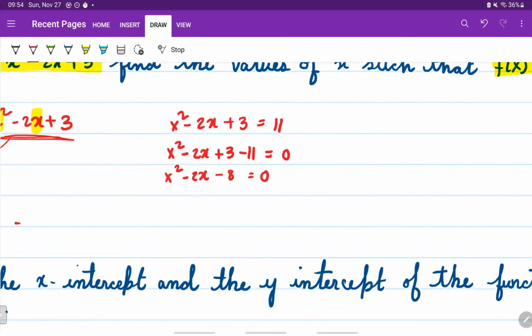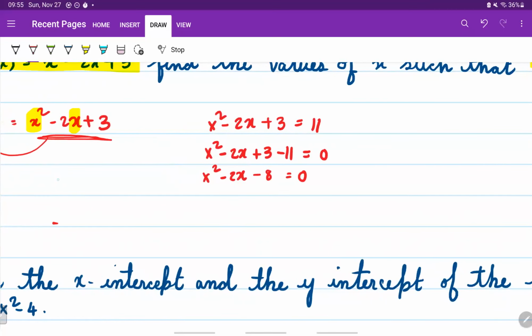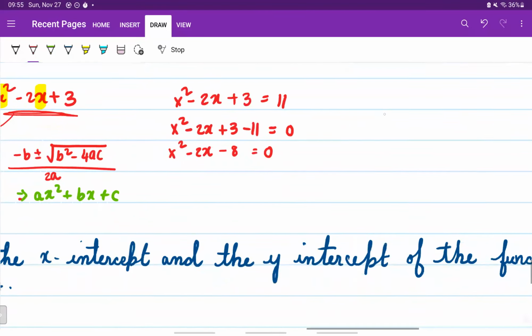So there's two ways of solving this. We can either factorize it or we can use the quadratic formula. We'll do both. So what is the quadratic formula? It is minus b plus or minus root over b squared minus 4ac by 2a. This is where our quadratic function is ax squared plus bx plus c. Okay, so let us solve it here. So our b is minus 2 here, so minus b is 2.